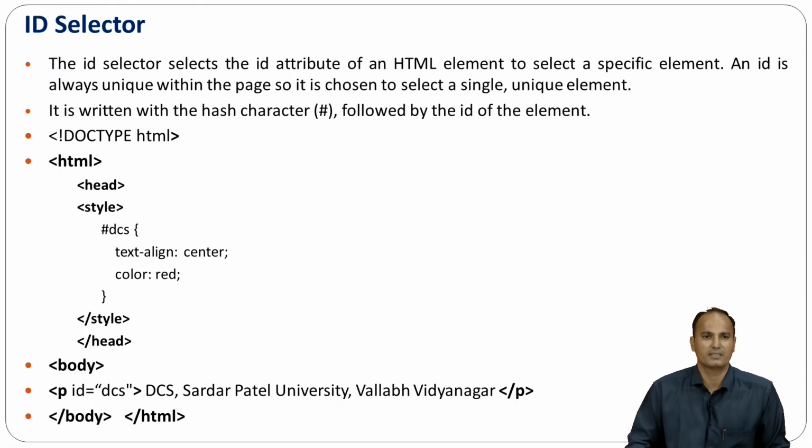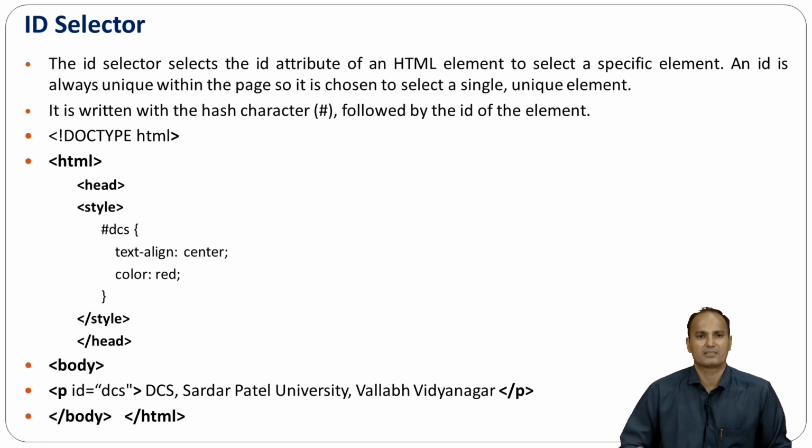Moving next is the ID selector. The ID selector selects the ID attribute of an HTML element to select a specific element. Whenever we define any HTML element, we can provide an ID attribute for that element. If you want styling on that element, we will select the ID of that element, and then we will provide the CSS effect on it.